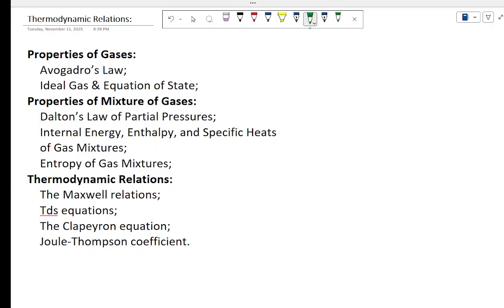Right. Good evening, students. In the last class, we completed the properties of gases and properties of gas mixture. This part of the syllabus is now completed. Now, let us start the concept of thermodynamic relations. In this, we will see the Maxwell relations, TDS equations, Clapeyron equation, and Joule-Thomson coefficient. These are the four topics we are going to see.